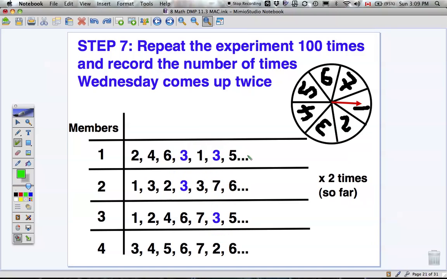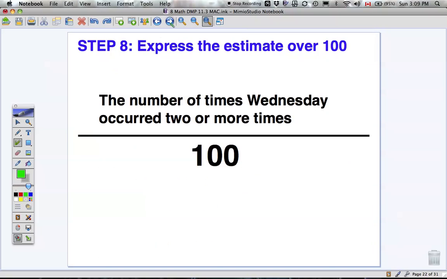Now you notice the ellipses right here. It's because I have to do this 100 times. I would have to write this 100 times. And finally, step 8, we express the estimate over 100. So we would actually write down the number of times that Wednesday occurred 2 or more times in doing it 100 times, divided by 100 times, and that is the probability.